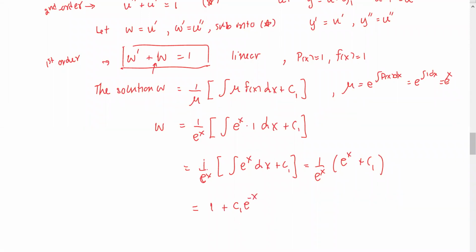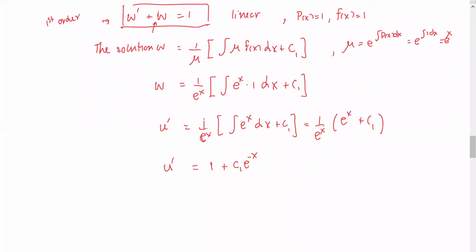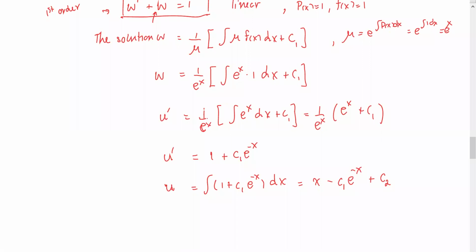Recall w is u prime. So now we have u prime equals 1 plus c1 e to the negative x. Next, we're going to find u. Since u prime is 1 plus c1 e to the negative x, u is the antiderivative of 1 plus c1 e to the negative x with respect to x. That gives us x minus c1 e to the negative x plus another constant of integration, c2.